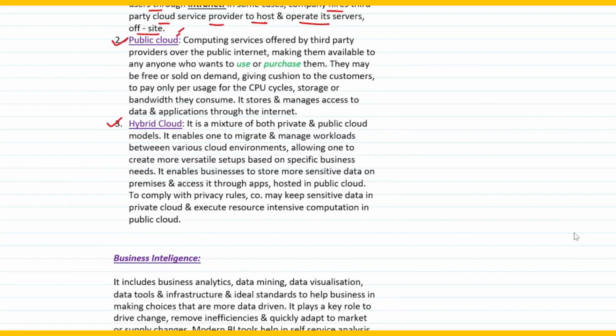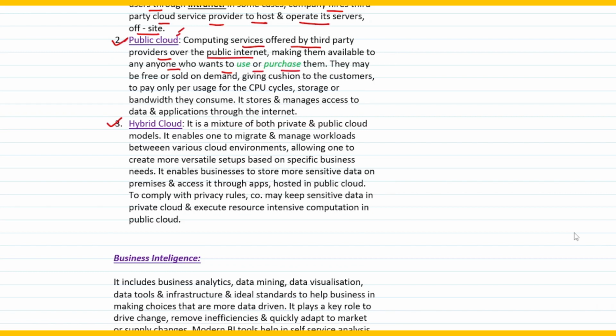Okay. What do you mean by public cloud? See, a private cloud is something which is organization specific. So obviously a public cloud is something which is accessible to everyone, right? So computing services offered by third-party providers over the public internet. So there the reference was to intranet. Here the services are provided through the public internet or the internet in general, making them available to anyone who wants to use or purchase them. So anyone can have access to them. Either it can be free or you may get it as a paid service.